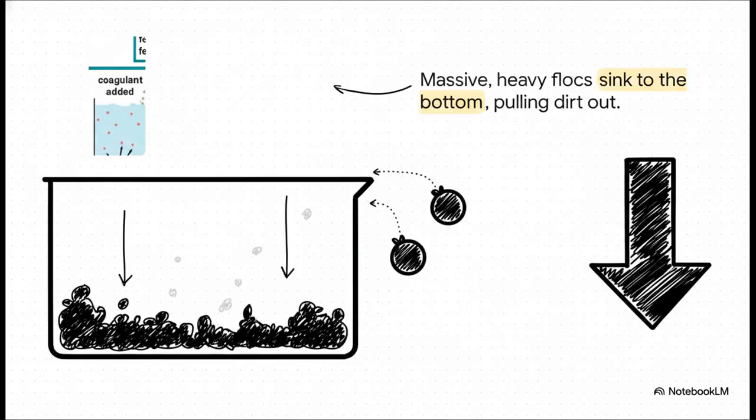And here is the beautiful final result of this whole chemical intervention. Because we've forced those tiny, lightweight impurities into massive, heavy flocs, gravity can finally take over. The newly formed clumps become so dense that they just sink straight to the bottom of the tank, pulling all that trapped dirt out of the clean water floating above.